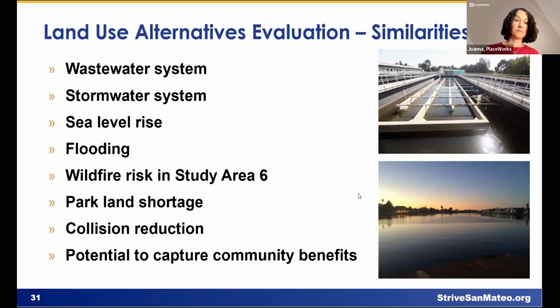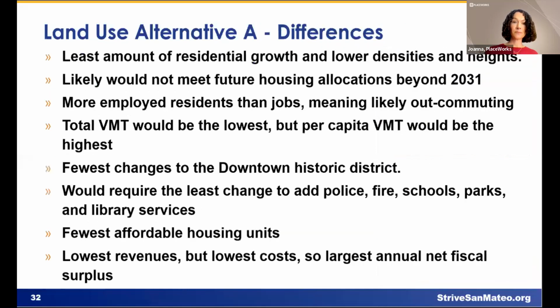And the potential to reduce collisions is really based more on roadway design than on the amount of development, and the potential to capture community benefits would really depend on different types of city policies and regulations, again, more so than on the amount or location of development. So for these topics in the evaluation, there may be some nuances, but not a striking difference among the three land use alternatives. Here are some places where we did see differences among the alternatives.